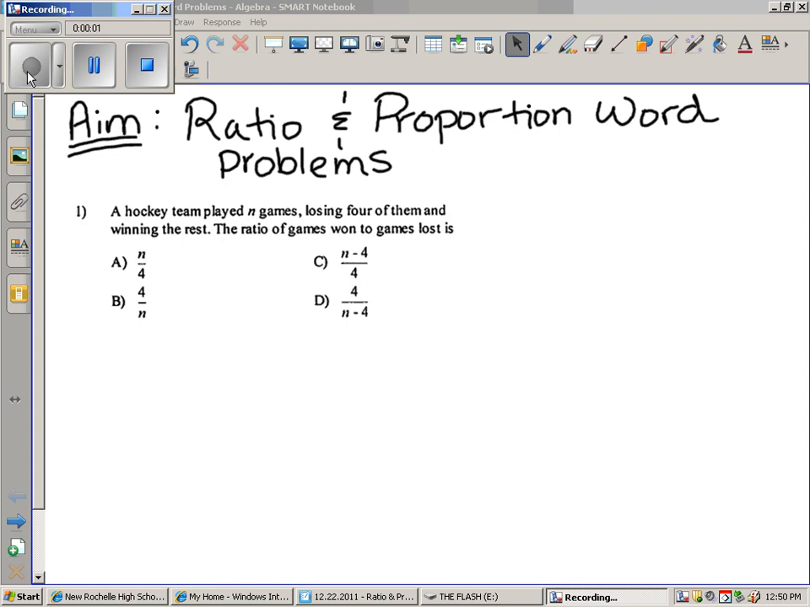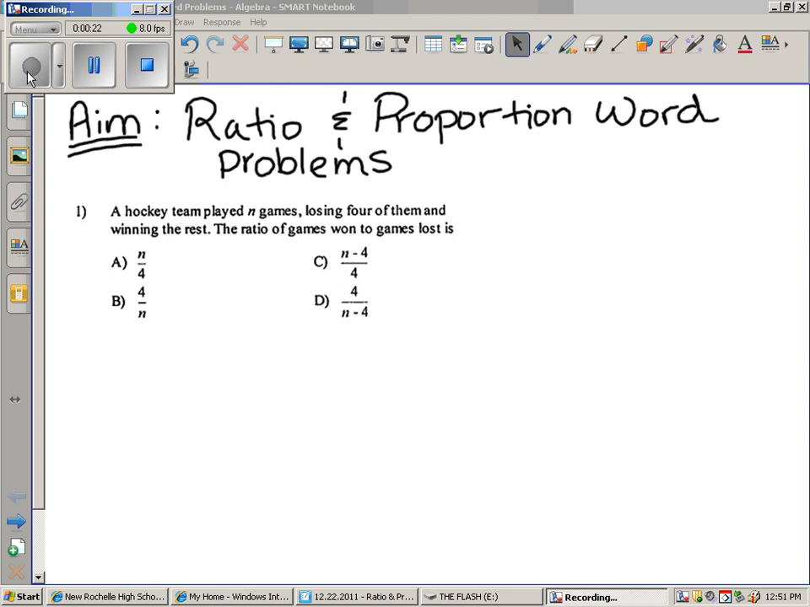So today we're talking about ratio and proportion word problems. Let's talk about some ratios. I'll give you a really important ratio, girls to boys. You know what the ratio of girls to boys in this class is? What do you think it is?